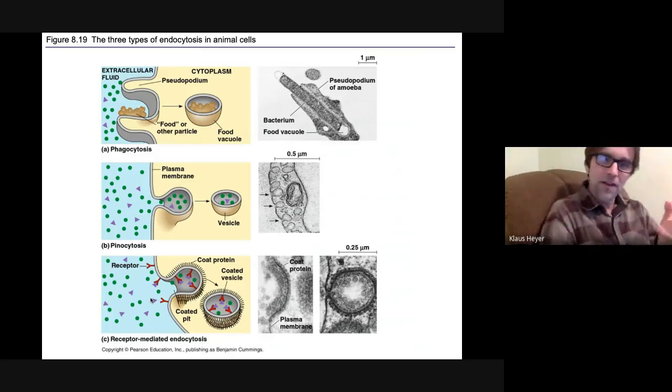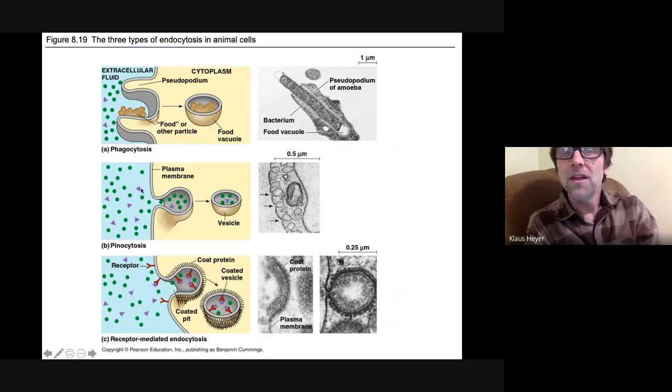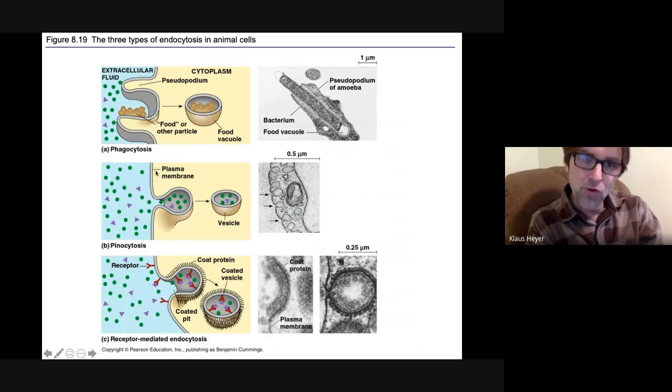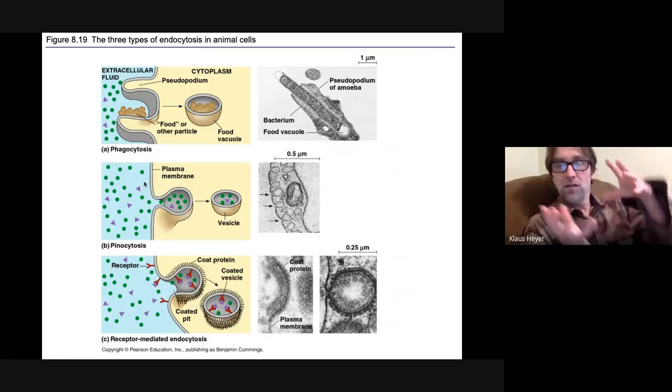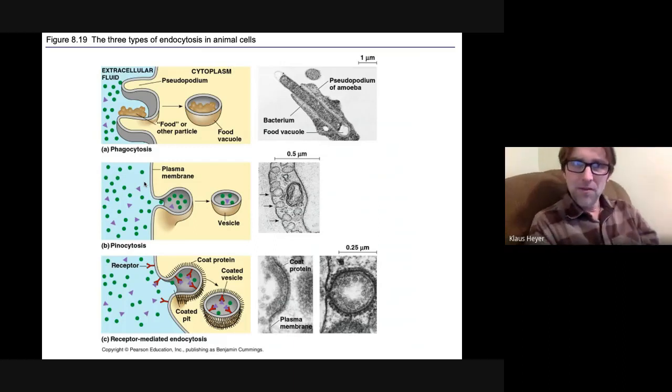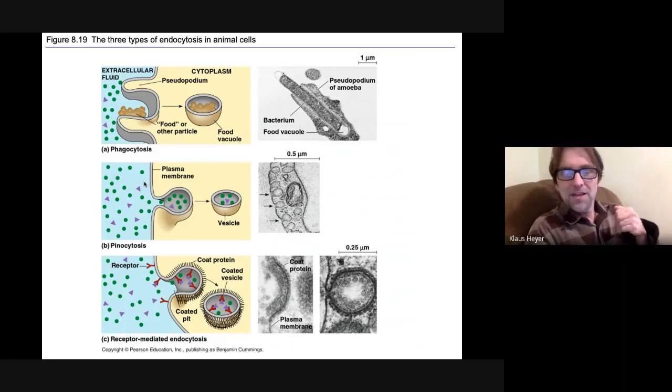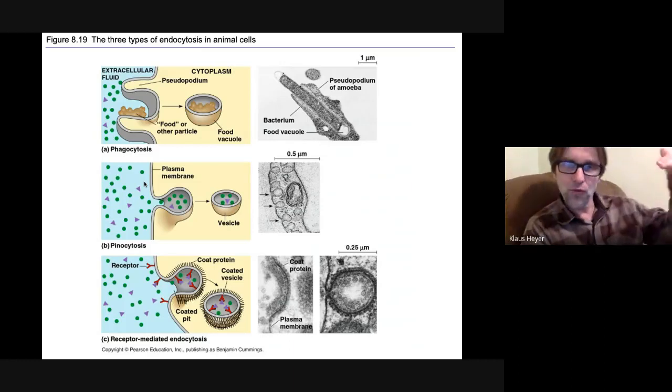Those are other ways the cell can take things in. So as you see here, these aren't going through the plasma membrane. The cell is grabbing it and pulling it in. So it's another way that something can get into the cell besides just going through the membrane.